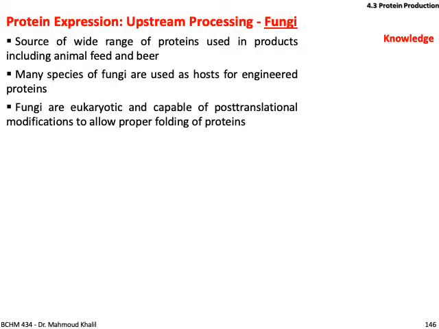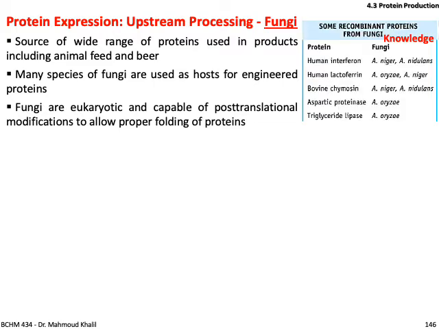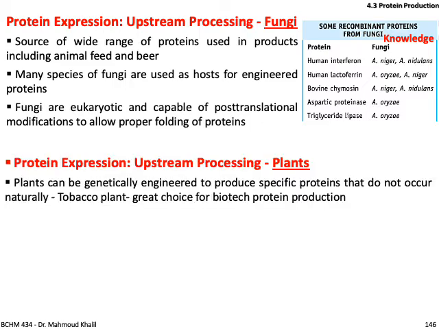Now we're talking about using fungi in upstream processing. We can use it as a source of a wide range of proteins used in products including animal feed and beer. Many species of fungi are used as a host for engineering products. These fungi are eukaryotic and capable of post-translational modification to allow proper folding of the proteins. You can see from this table some recombinant proteins that are being produced from different types of fungi.